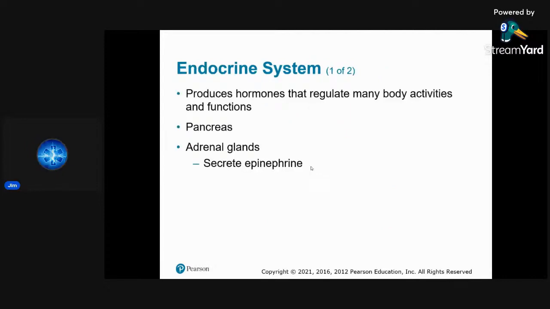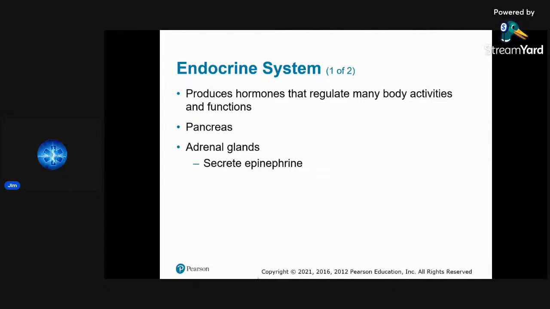We're going to move on to the endocrine system. This is the system that produces the hormones to regulate the body. We'll start talking about homeostasis later on. That's what these hormones are for. Some of the glands or organs are your adrenal glands, they secrete epinephrine for fight or flight syndrome. We'll talk about that next chapter.